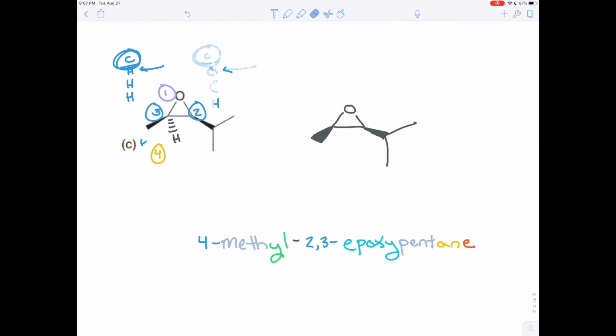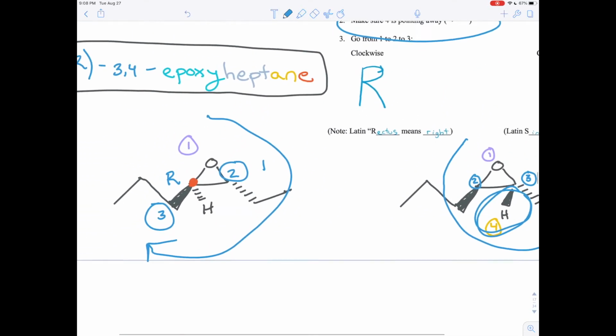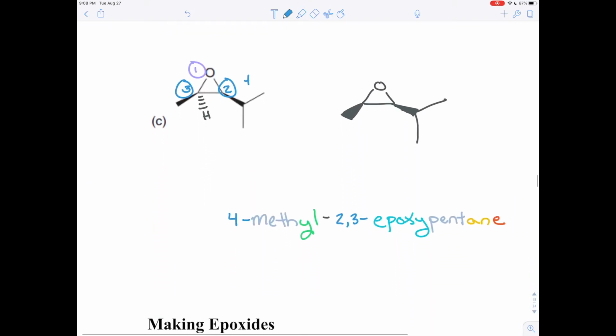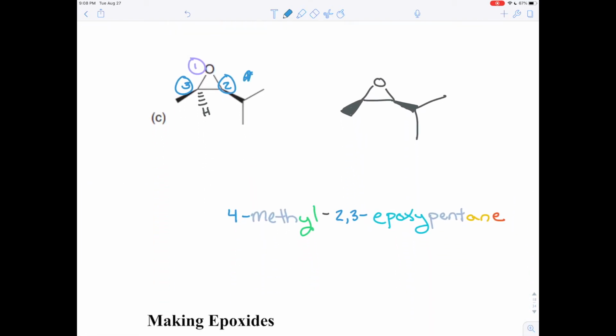So once you have your priorities, you want to check to make sure that the thing with priority 4 is going away. Lo and behold, it is, and if that's the case, you can ignore 4. We talked about what to do if that's not the case in B here, so if you want to know about that, I would encourage you to go watch the video for B.